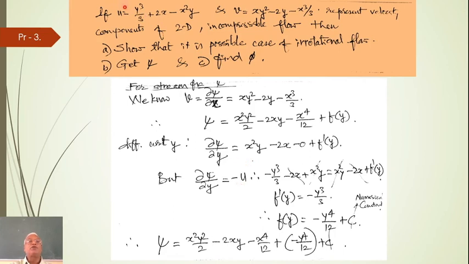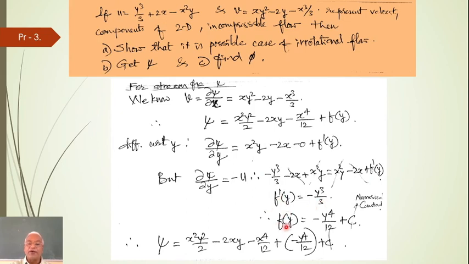Minus u is all these terms: minus y cube by 3 minus 2x plus x squared y. This is dou psi by dou y equal to minus u. Okay, u is here, right? Minus u is minus y cube by 3 minus 2x plus x squared y. This dou psi by dou x I have put there as f dash of y. You can see that from all that, f dash of y becomes minus y cube by 3.